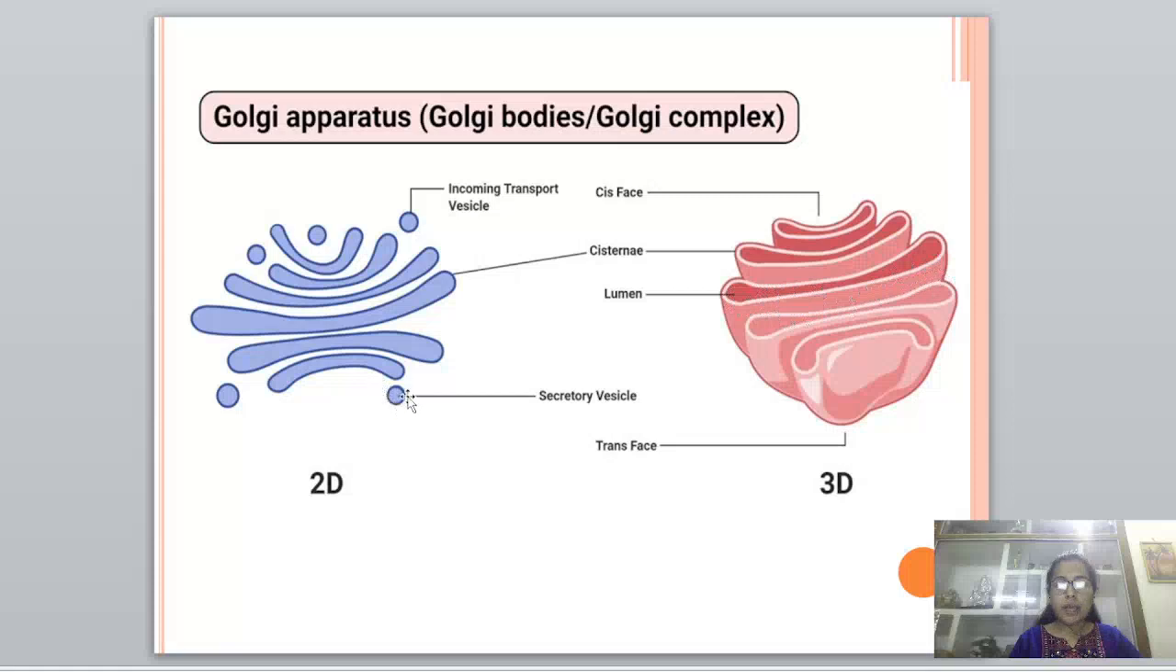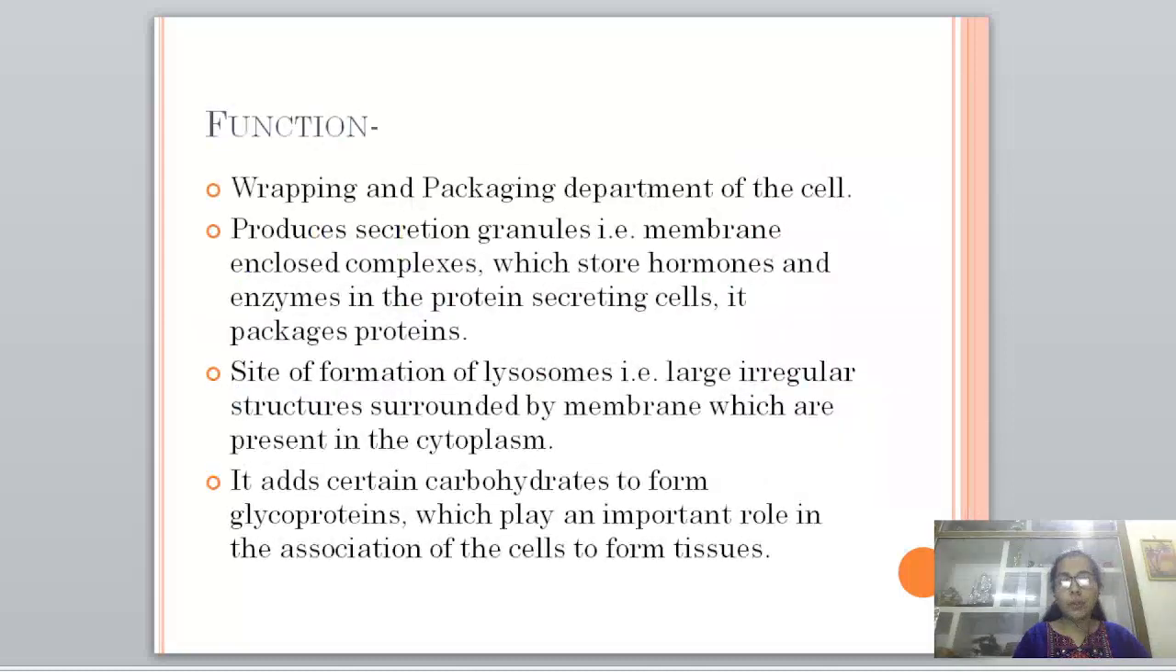Now the rounded structures are called secretory vesicles, which are at the lower end, and at the upper end it is the incoming transport vesicle. The upper end is called the cis phase and the lower end is called the trans phase. You can see here the 2D structure and the 3D structure. You can get a clear picture of how Golgi apparatus or Golgi bodies look. Okay, so next we have to see the functions of the Golgi apparatus.